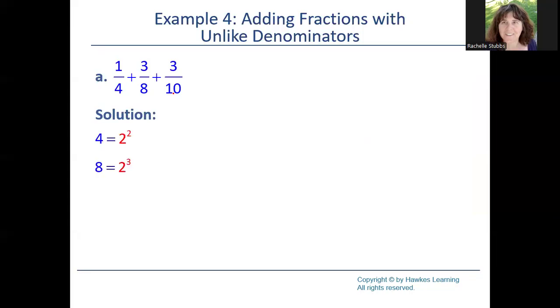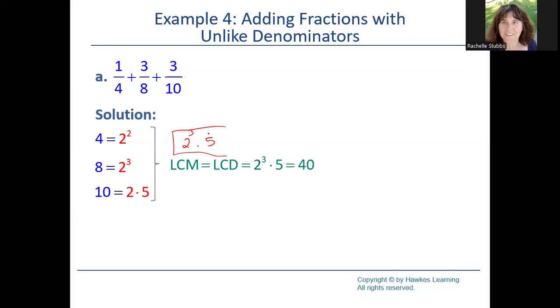4 is 2 squared, 8 is 2 to the third, and 10 is 2 times 5. So who are my principal players? 2's and 5's, right? And what's the highest power on the 2's? It's to the third. So that is my prime factorization, because the 5 is just 1. So if I multiply that out, that's really 8 times 5, or 40. So I know my highest power, or my LCD, or my least common multiple, is 40.